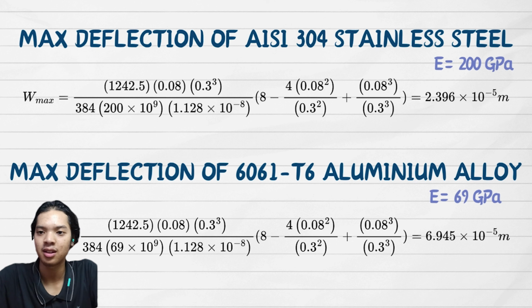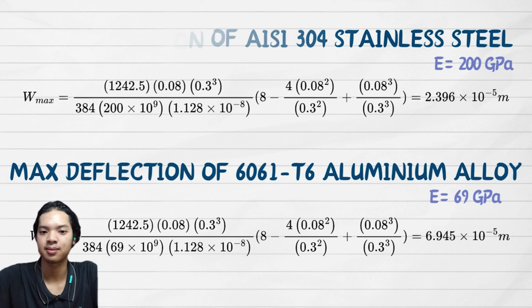For the aluminum alloy, with the modulus of elasticity of 69 gigapascal, we get around 70 micrometers of deflection. So, aluminum alloy has a higher amount of deflection than the stainless steel.